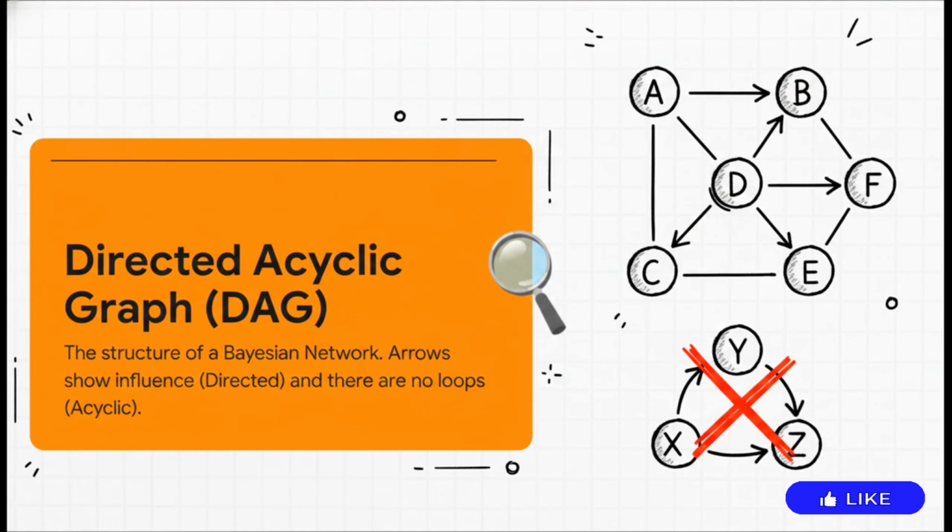And this map has a specific blueprint, a special name, a Directed Acyclic Graph, or you'll often hear it called a DAG. Let's slice that up. Directed is easy. It just means we use one-way arrows to show who influences whom. A causes B. Simple. And acyclic is really important. It means there are no loops. You can't have A causing B, which causes C, which then circles back and causes A again. That would be a logical nightmare. This structure makes sure our cause and effect always flows forward.